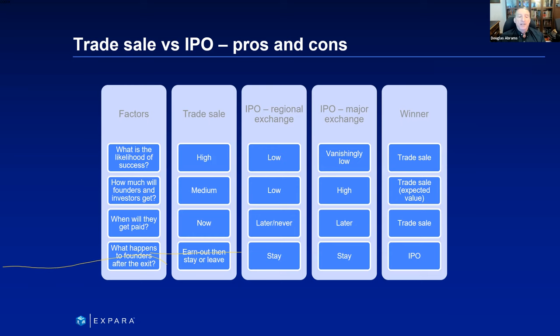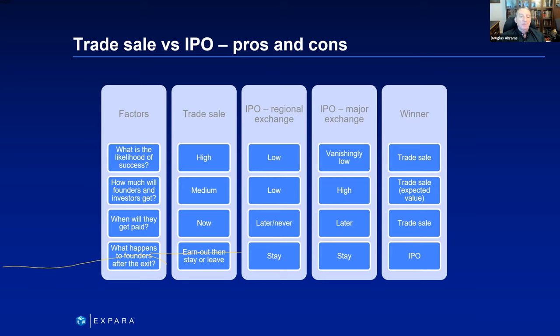For an IPO on a regional exchange, investors and shareholders may get paid never, or later. Why? A lot of regional exchanges are characterized by very low liquidity, meaning although you listed and you have shares, you can't sell those shares, or it may be very difficult for you to find a buyer for those shares. So although you're now shareholders in publicly traded companies, because of the low liquidity in those markets, you may see a little money now, and later we don't know how much money you're going to see. So it's basically trade sale wins hands down on that one.